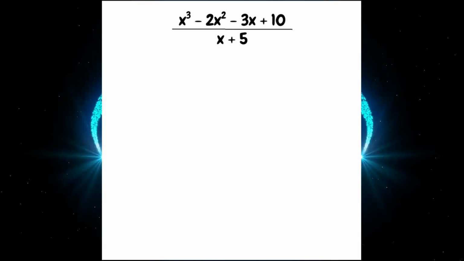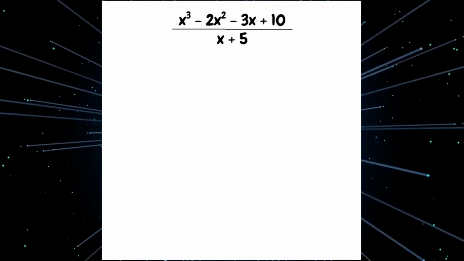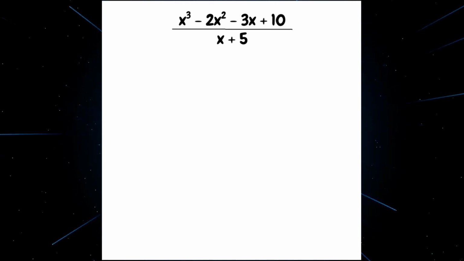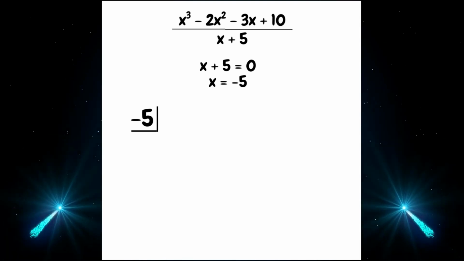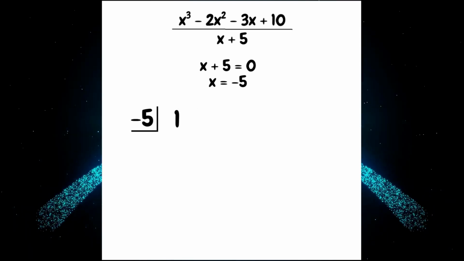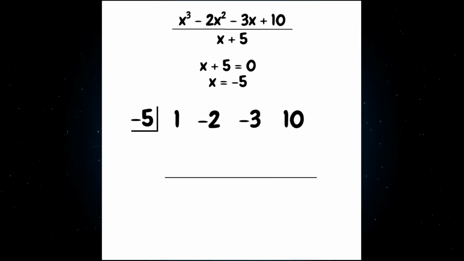So I'm dividing x cubed minus 2x squared minus 3x plus 10 divided by x plus 5. The first thing that I want to do is figure out the 0 of my function. So I'm going to take x plus 5 equals 0, and I'm going to find that x equals negative 5. This is the number that I'm going to be using to divide my polynomial by. So negative 5 is actually going to go on the outside, and I'm going to take the coefficients of each of my terms in my polynomial in my numerator. So I have 1, negative 2, negative 3, and 10.